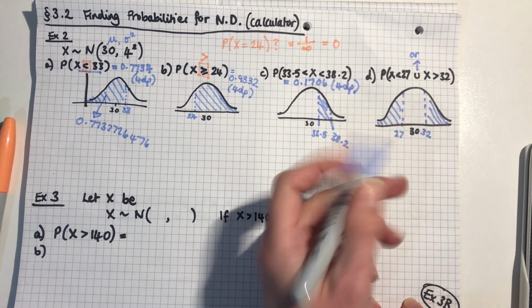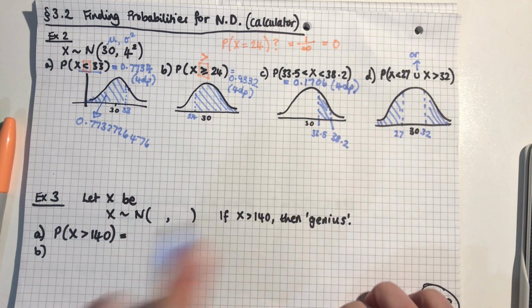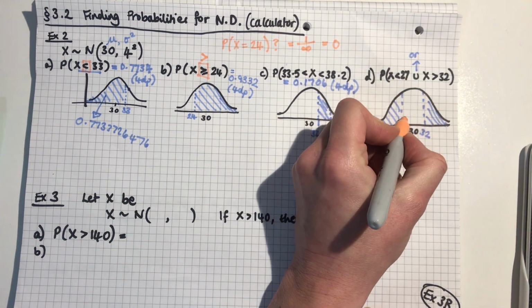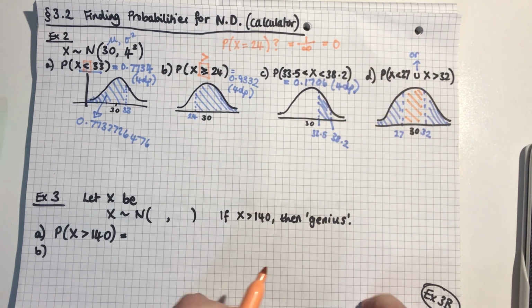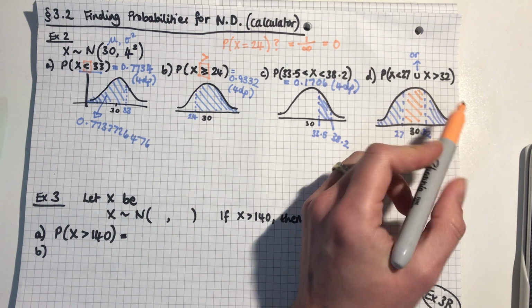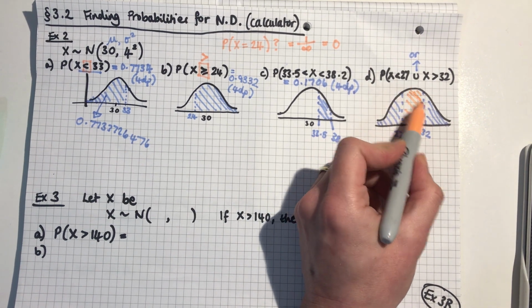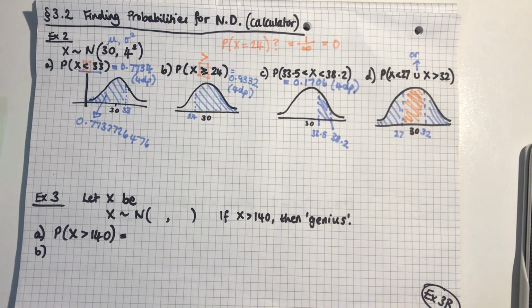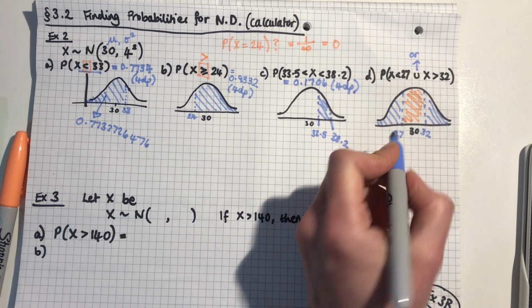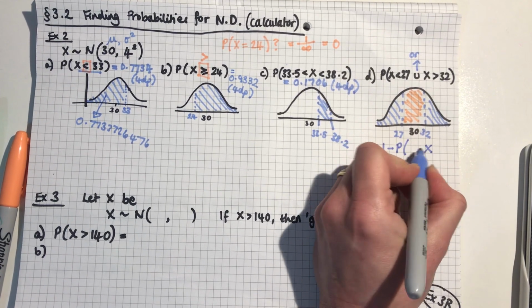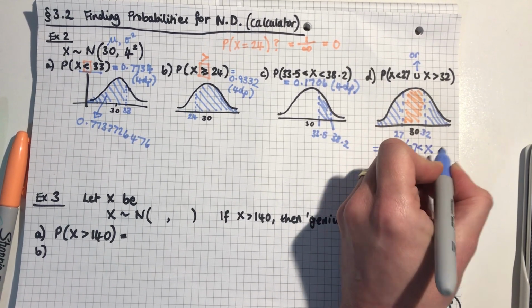Now, I could work them both out separately using what I did here, but even better and even quicker would be to work out this area in the middle and subtract it from 1, because we know the total area is 1. So if we start with 1 and subtract this bit, we'll be left with those two bits that we're interested in. So we are going to do 1 minus the probability that x is between 27 and 32.